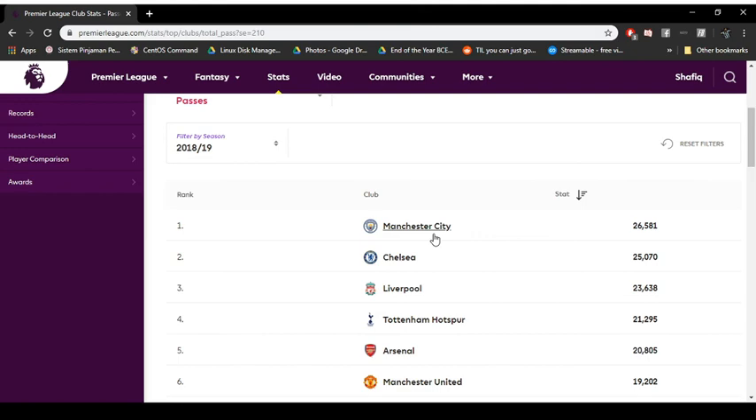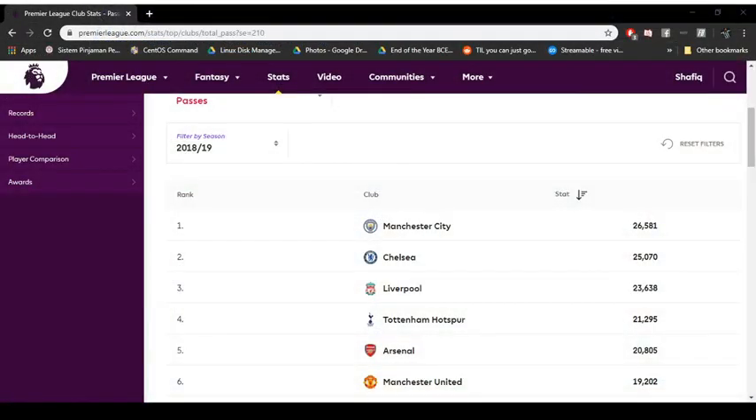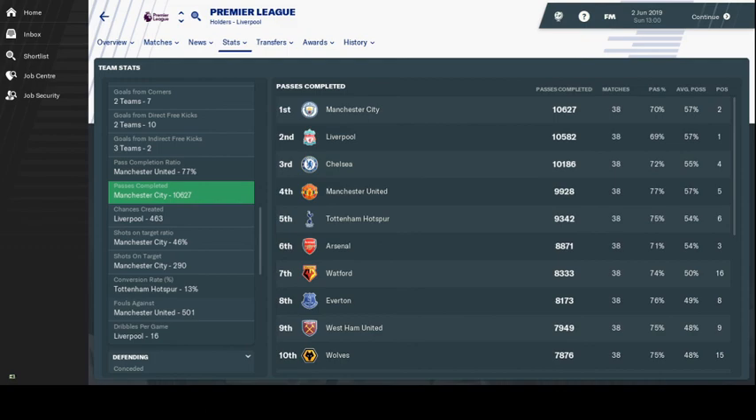Over here, we could see that Manchester City completed a staggering 26,581 passes, followed by Chelsea with 25,070 passes, Liverpool with 23,638, and Tottenham Hotspur with 21,295. Now, if we compare that stat with the simulated version, we could see that here it's only 10,000, while in real life it's 16,000 more, which shows that real life football is actually much more intense than the one that we are simulating right now.